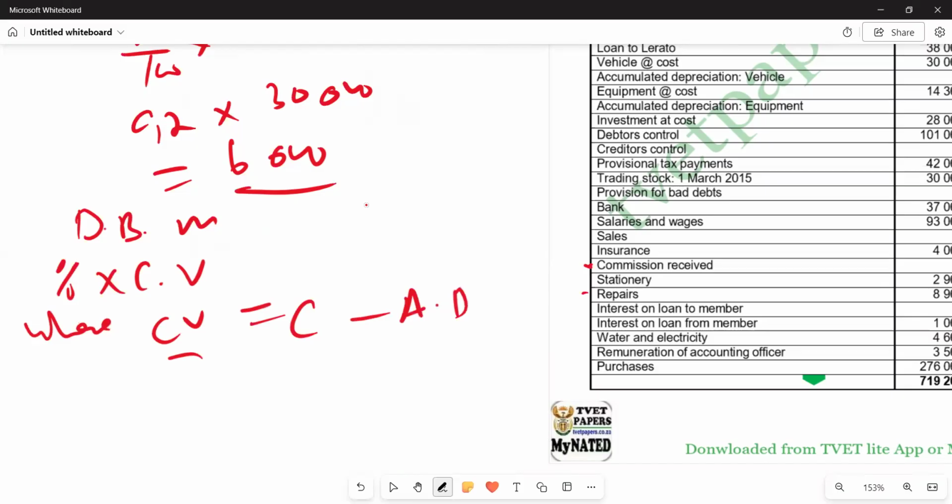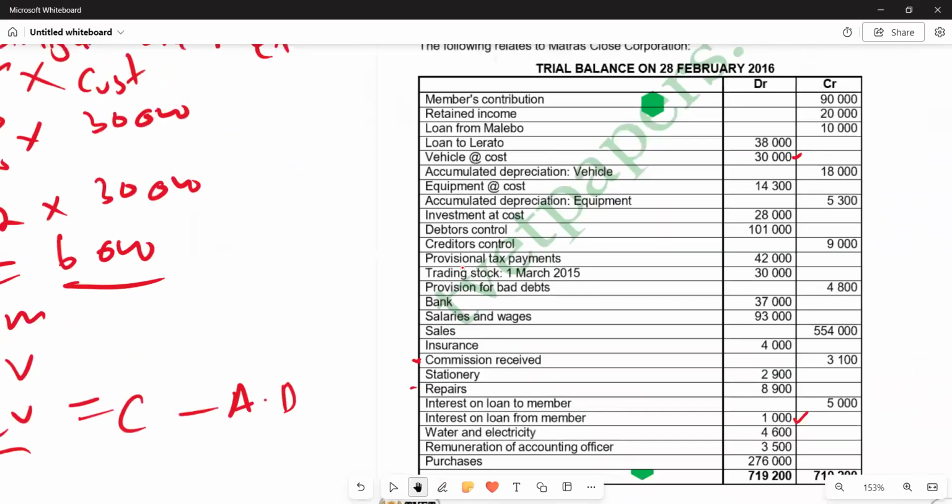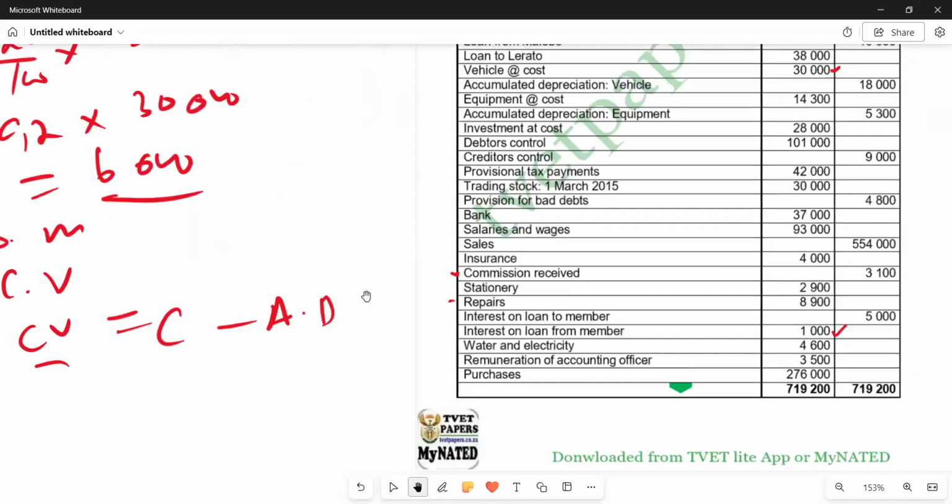So first of all, we calculate our carrying value. So we go and check the values of the cost of our equipment and the accumulated depreciation. Equipment is 14,300 cost and 5,300 accumulated depreciation. So we are saying 14,300 cost minus accumulated depreciation of 5,300. So let's calculate it and see what we get. 14,300, and then we subtract 5,300, and then we are going to get 9,000. So we have 9,000 as our carrying value.